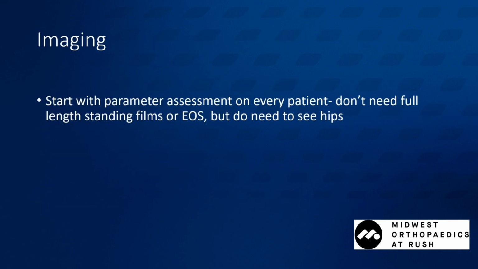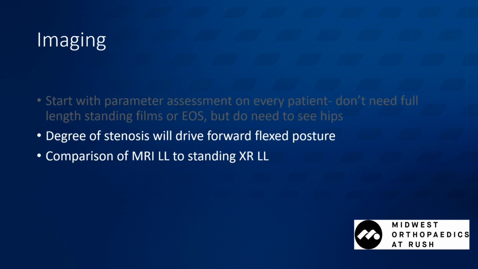So, in summary, with the imaging, I really start with the base of the spine and a parameter assessment on every patient, no matter whether they have a big, nasty-looking curve or a very simple one-level spondy. I don't think you need a long film on everybody. I think you need to see the hips on every lumbar x-ray, though, and that's not something that always gets done, so it's something we set up in our protocol. Remember that the degree of stenosis will drive a forward flex posture.